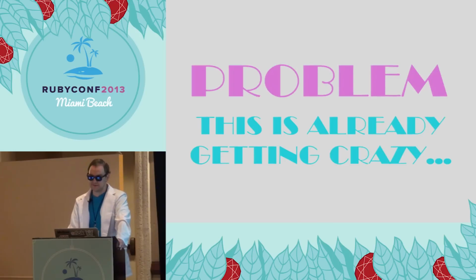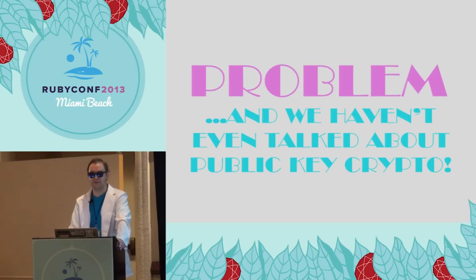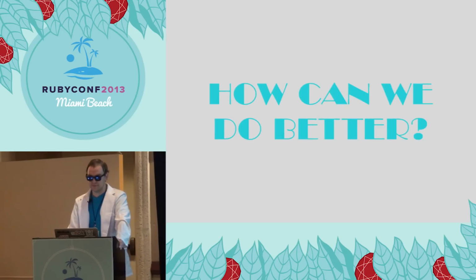So this is all pretty crazy stuff, right? And we haven't even talked about public key. So really, I don't think amateurs should be trying to put all this stuff together. Unfortunately, that's been the state of the world in Ruby. So what can we do better?